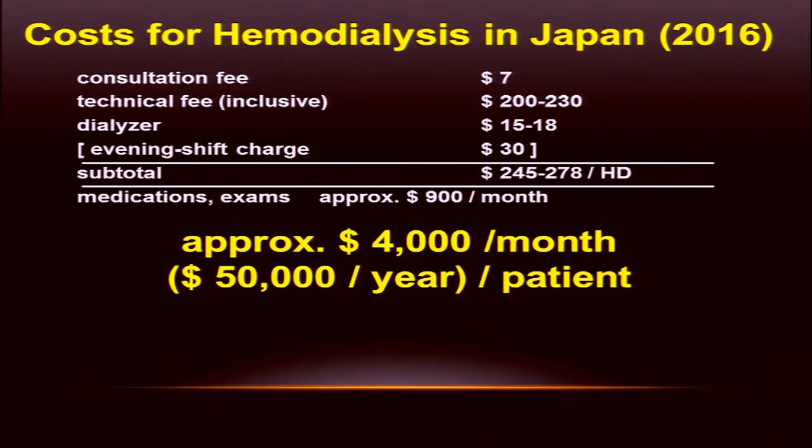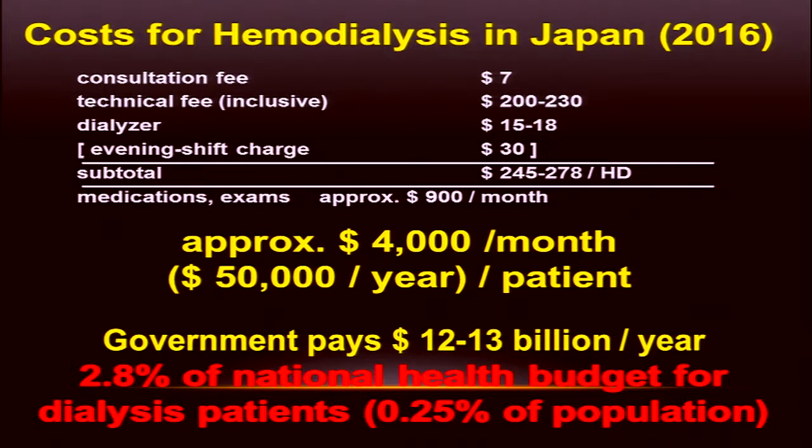And cost and national budget for hemodialysis is maybe a big factor. Our government pays $4,000 a month, $50,000 a year per patient. And that results in 2.8% of the national health budget being used for 0.25% of the population, dialysis patients. That's a big point, the big factor.